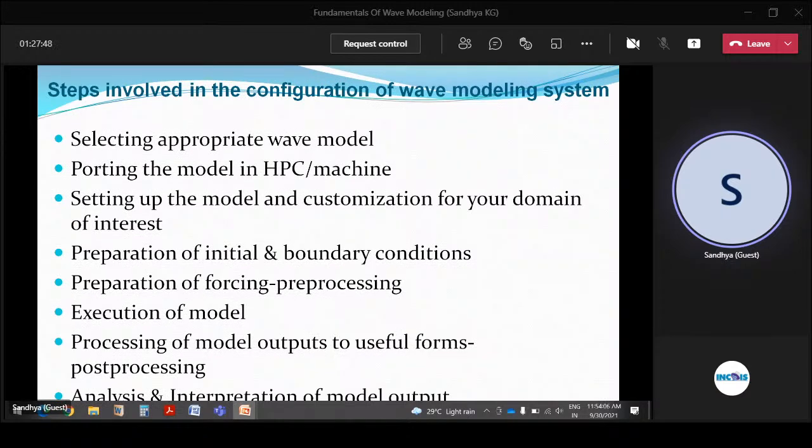Now, what are the steps involved in the configuration of a wave modeling system? First, you have to select the appropriate wave model. It depends on your application. If you are interested in a very small area like a port or harbor, you have to go for a small scale model like SWAN. You have to set up a very small model, preferably with a triangular mesh, for a small area with very fine resolution. Then if that area is connected to the open ocean, you have to give the boundary conditions along the open boundary.